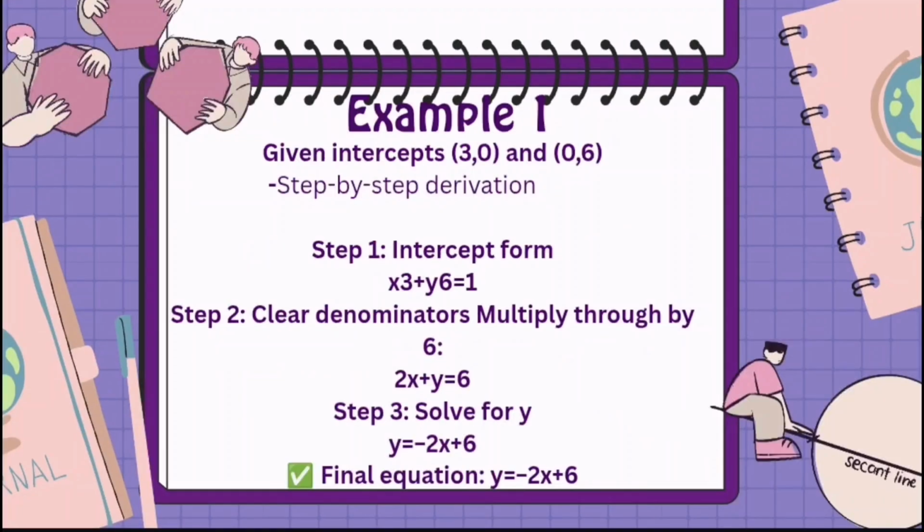So let's go to example 1. Given intercepts (3, 0) and (0, 6). Step 1: Use intercept form. Substitute values: x over 3 plus y over 6 is equal to 1. Step 2: Clear denominators. Multiply both sides by 6: 2x plus y is equal to 6. Step 3: Solve for y. y is equal to negative 2x plus 6. So the final answer is y equals negative 2x plus 6.